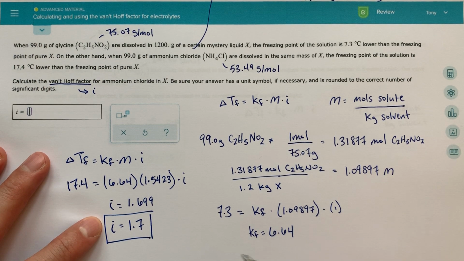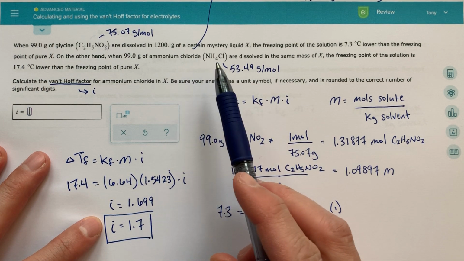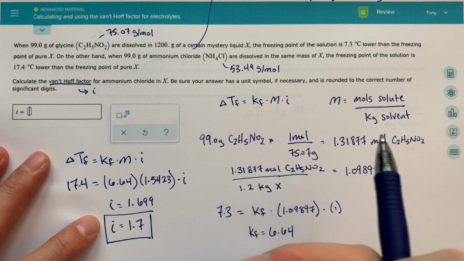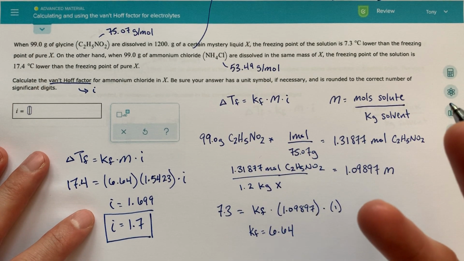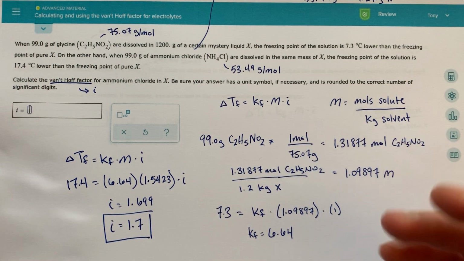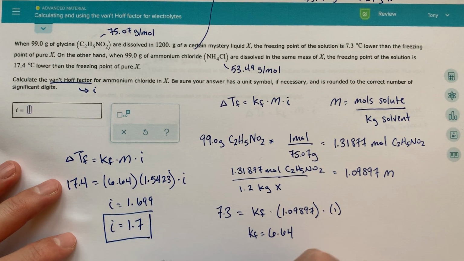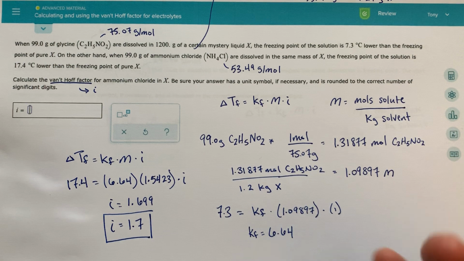So then let's talk about real quick, what does this mean, right? This i value of 1.7 means that for every 1 ammonium chloride that you put in there, it's essentially breaking into 1.7 pieces. So that's where we get the concept of partial dissociation. It's not completely dissociating. Obviously, this is experimentally determined, but that's how that works.